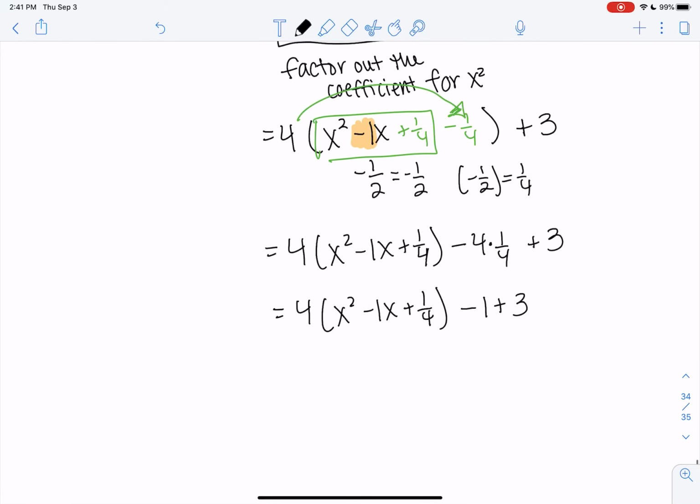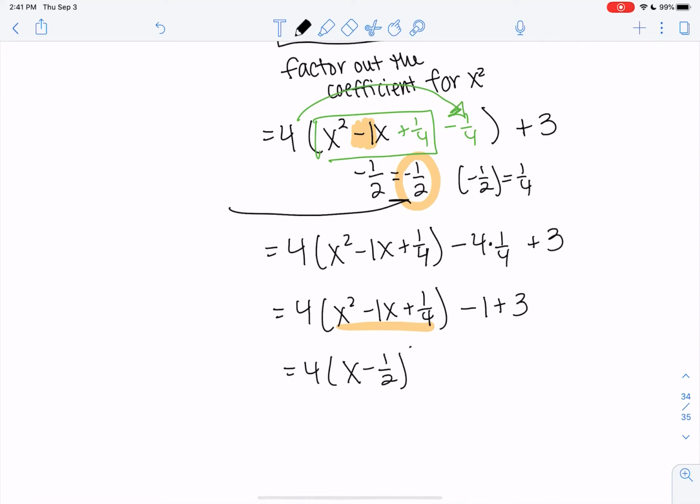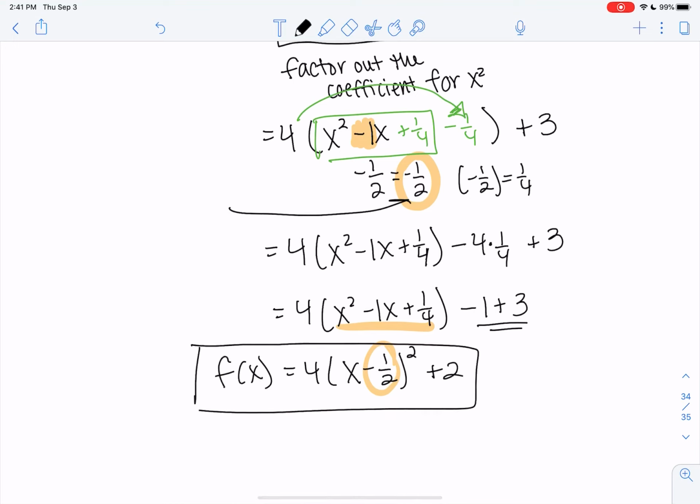Cool. And then this might not be super intuitive to factor, but it's always x plus or minus this term, the b divided by 2. So that'll always be the factor term. So x minus 1/2 squared. You'll notice those match, right? 1/2 times 1/2 is 1/4, right? Negative 1/2 plus negative 1/2 brings me back to 1. And then we just combine these and we get plus 2. And that is completing the square when we have a coefficient.